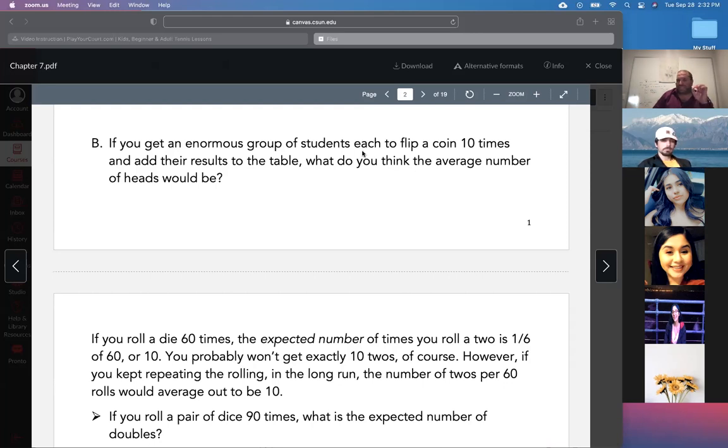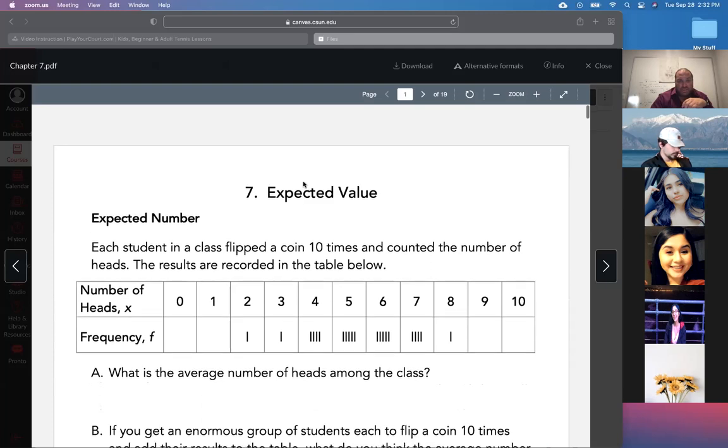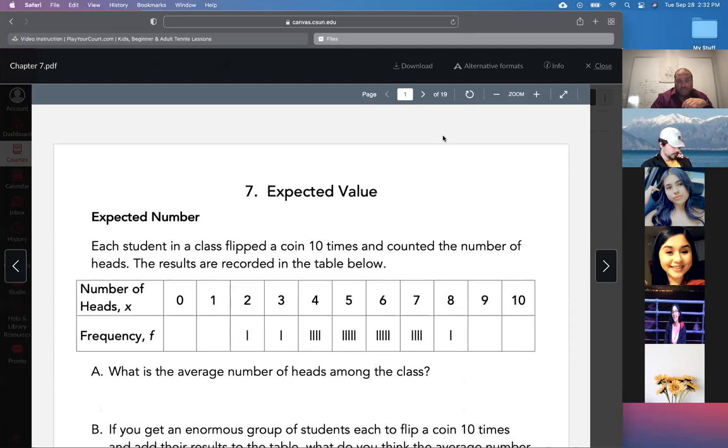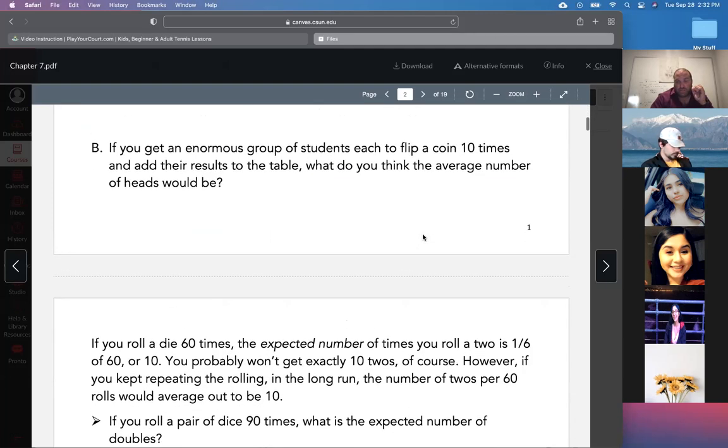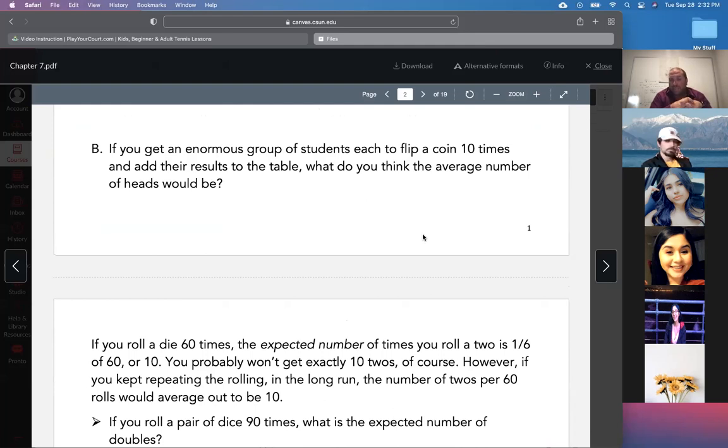Yes. So what the expected value is, this idea of this chapter, expected value, is essentially what do I expect to average in the long run? It says nothing about one particular roll or flip or toss or whatever your experiment is, but the expected value is a long-term result.